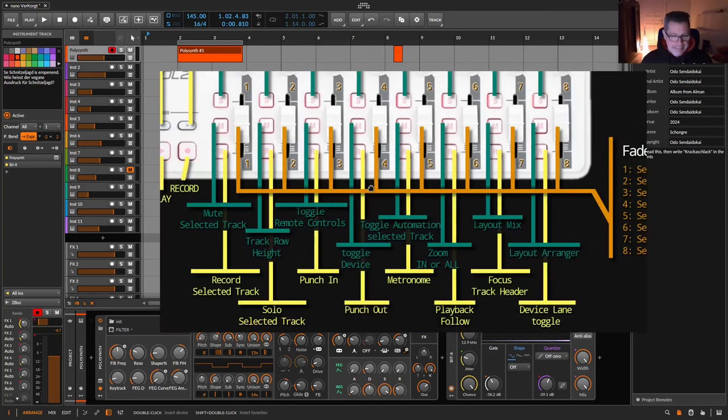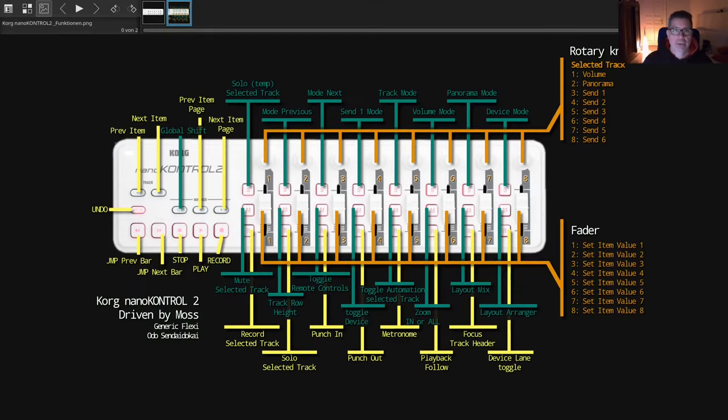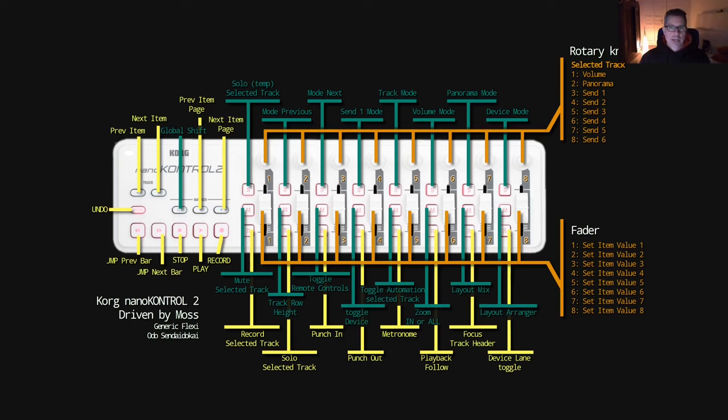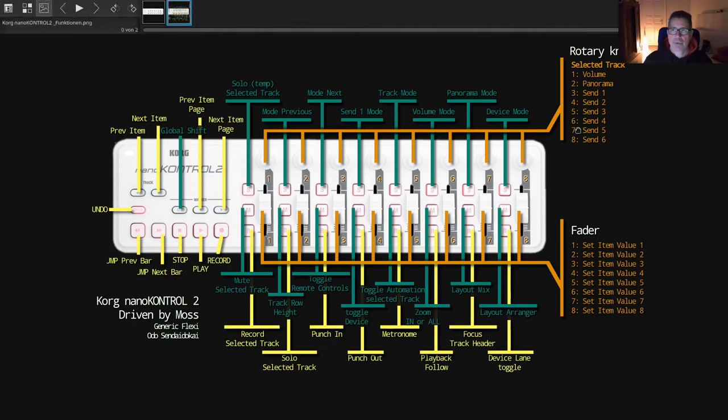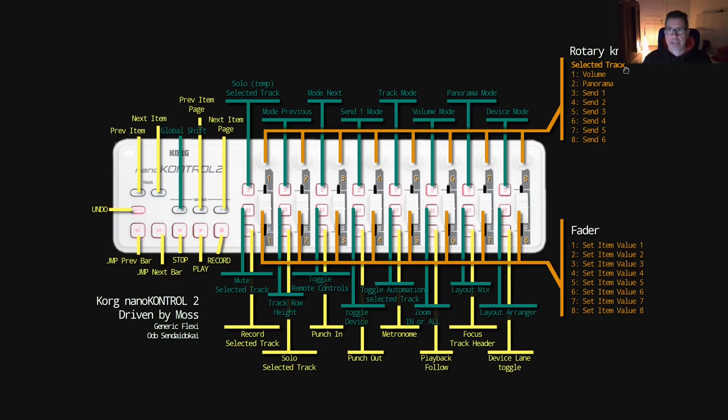Okay, and that is everything there is on this controller. So in my point of view, this is a very logical build-up of the functions, because I set all the rotary knobs to the current track or a selected track, all the faders to the modes of the generic Flexi script, so track mode, volume mode, panorama mode, device mode, and all the send modes. Then I set these buttons to next and previous modes.